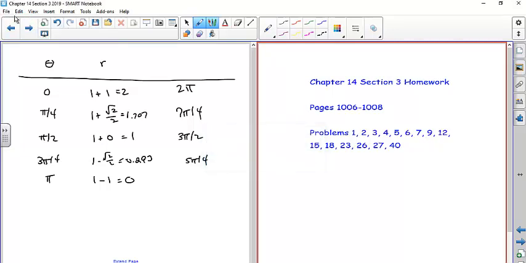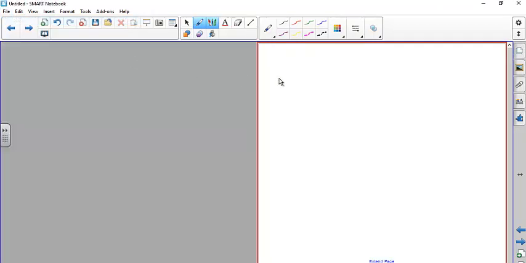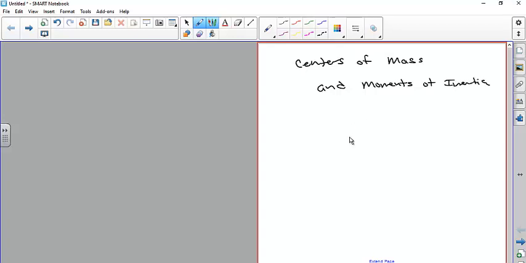So we're moving on to section 4. I'll do my best here. Section 4 has to do with centers of mass and moments of inertia. Now we're going to come back to this topic when we get to triple integrals. So what we're talking about is a special case of if we have some kind of shape and we want to find the center of mass of that shape.